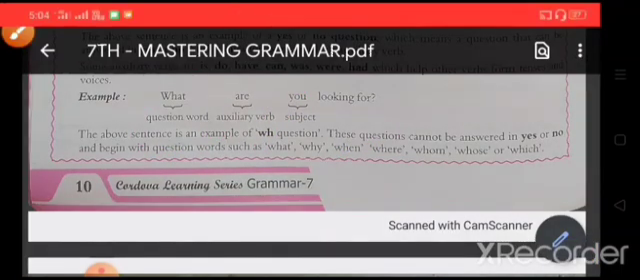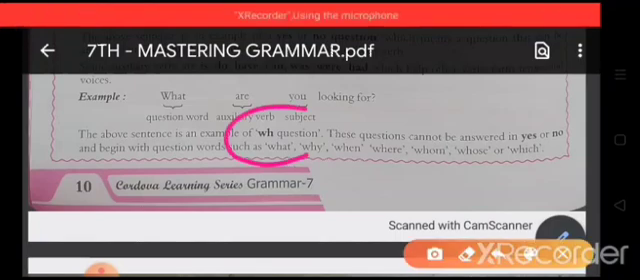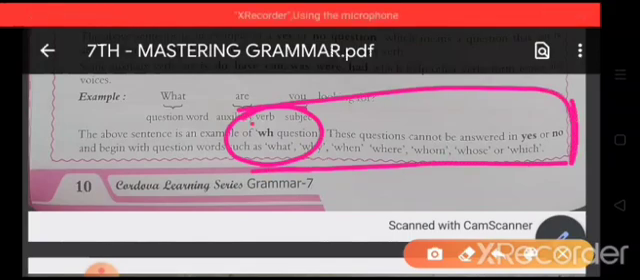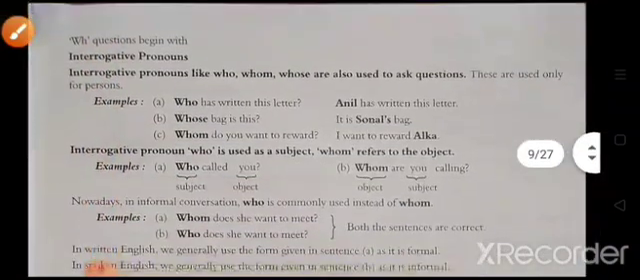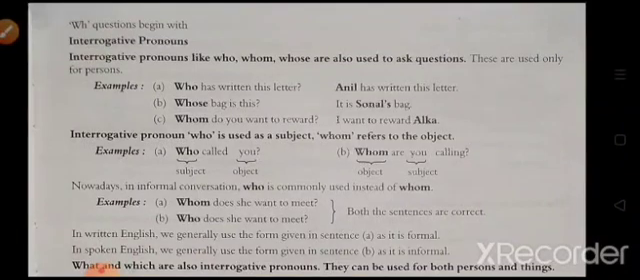The above sentence is an example of a WH question. These questions cannot be answered in yes or no and begin with question words such as what, why, when, where, whom, whose, or which. WH questions begin with the interrogative pronouns.